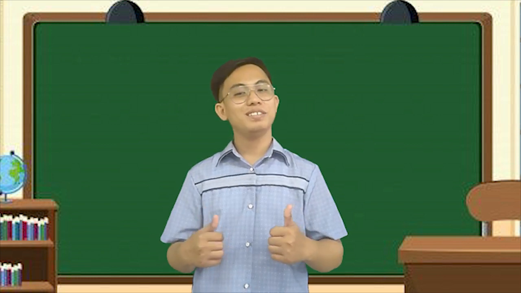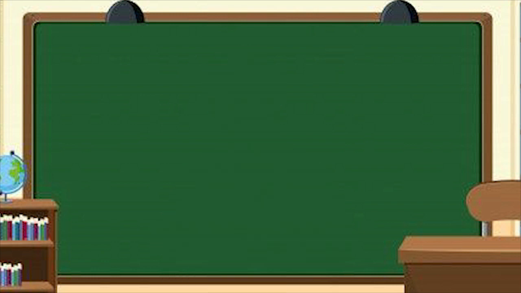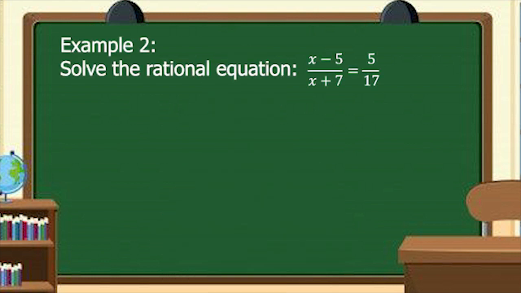Easy, right? Just follow those steps and you are good to go. Let's have another example. Solve the rational equation x minus 5 over x plus 7 equals 5 over 17. Following the same procedure, we have the denominators x plus 7 and 17.